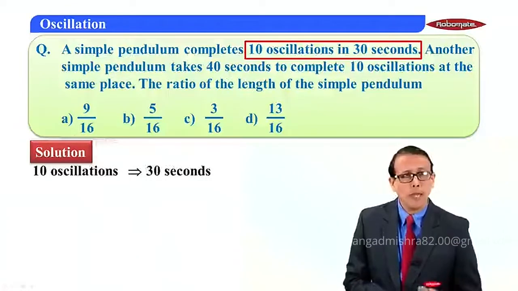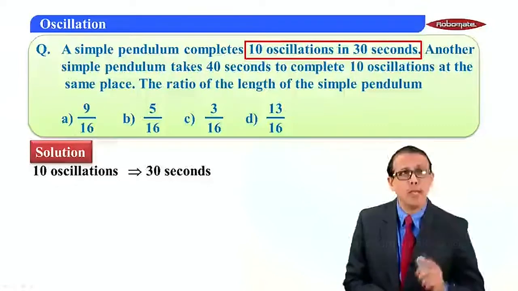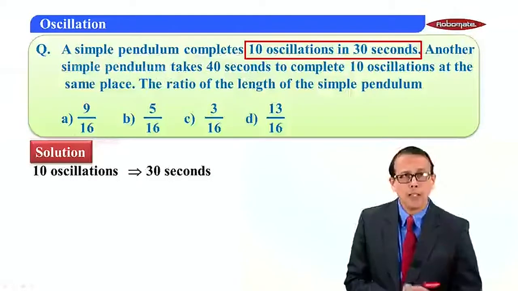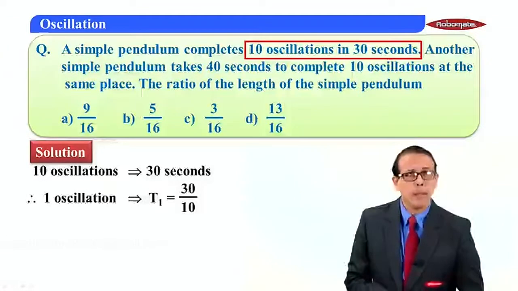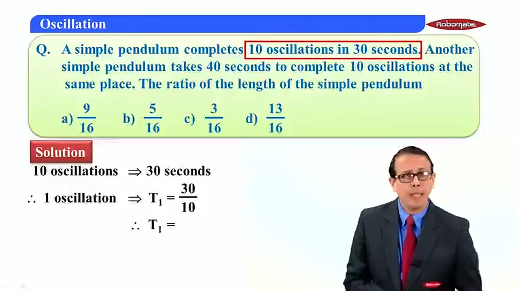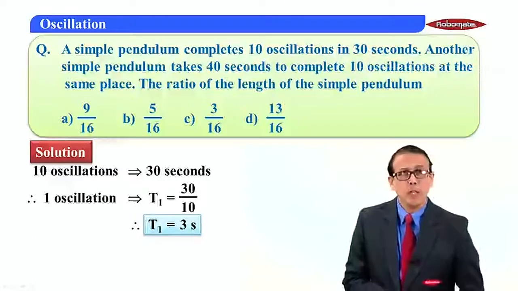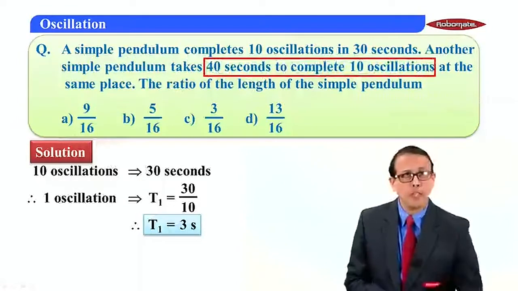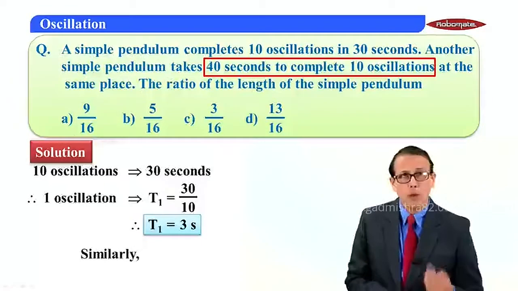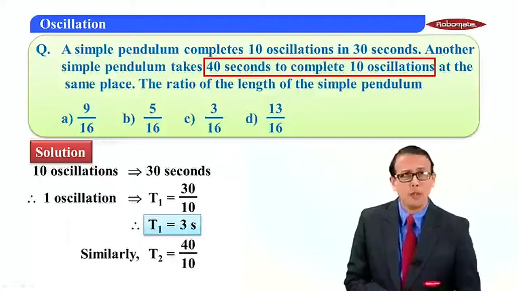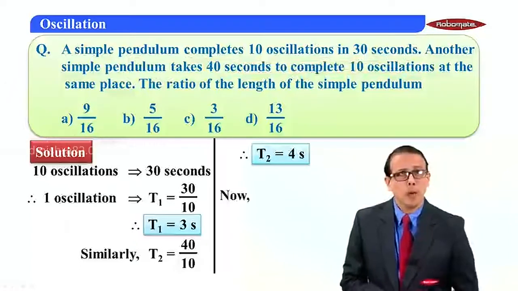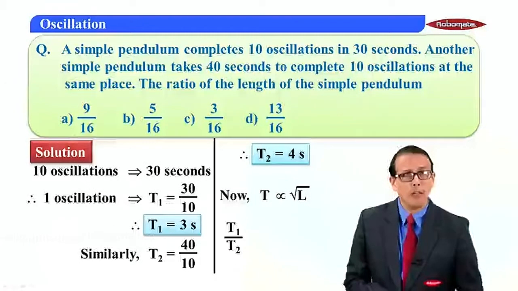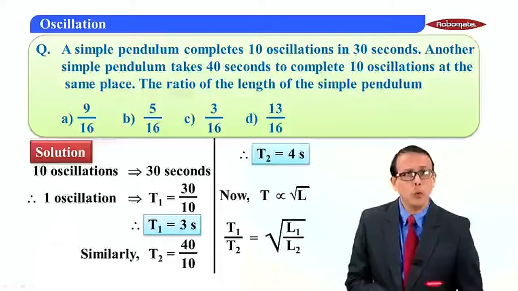Students, now how do you find time period? We know time period is time taken to complete one oscillation. So if 10 oscillations are taking 30 seconds, one oscillation will take how much time? That is T1 is equal to 30 upon 10, that is nothing but 3 seconds. Now the second pendulum takes 40 seconds to complete 10 oscillations. Following a similar calculation, T2 will be 40 upon 10, that is T2 is equal to 4 seconds.